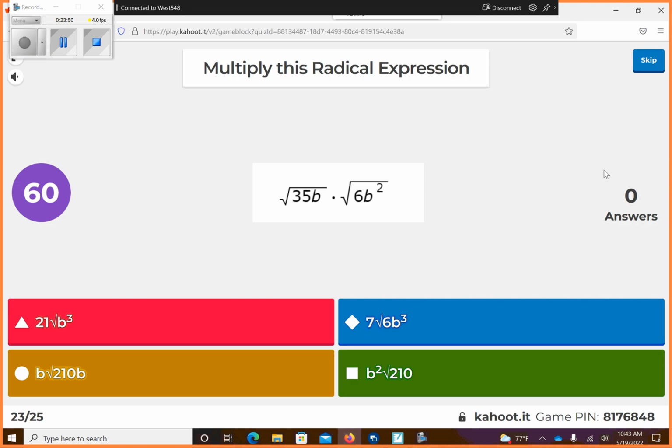All right. Hopefully these are. Oh, there we go. Ooh, break 35. Ooh, man, that's a tough one. 35 breaks down to 5 and 7. 6 breaks down to 2 and 3. So I think you have to multiply those together, keep those under the radical. Only perfect square is b squared.